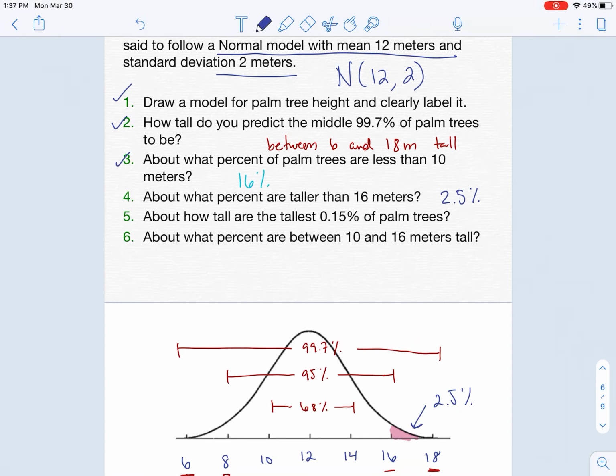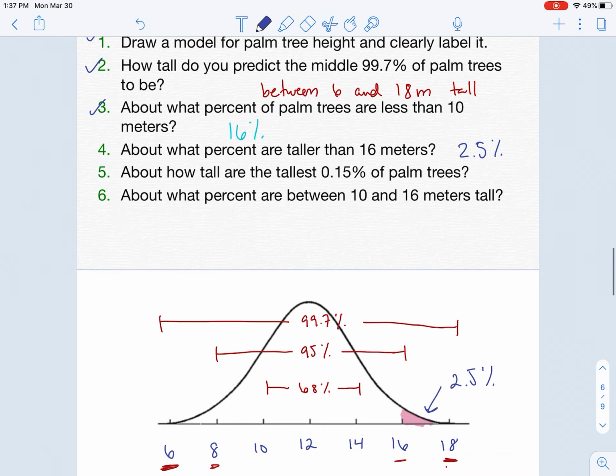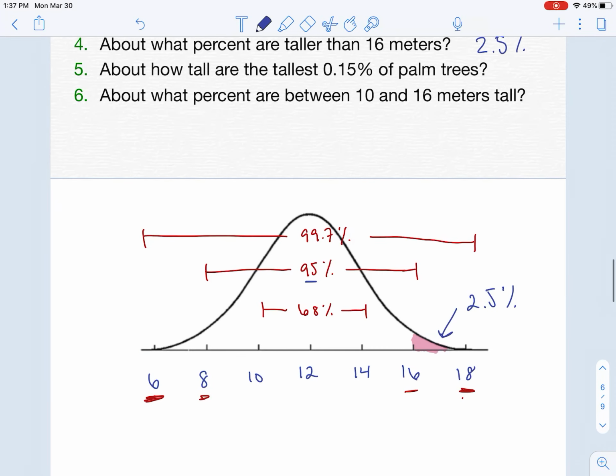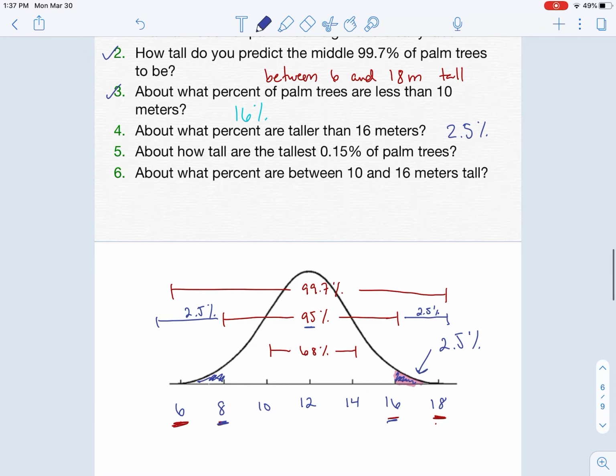And then my favorite way to calculate it is, if the middle right here is 95, then I have a total of 5% in these 2 tails, which means I have 2.5% in each of the tails. So this tail is 2.5%, and this tail is 2.5%. The middle 95 is within 2 standard deviations of the mean, and then the 2 tails add up to 5%. That's 2.5%. We'll keep practicing it.